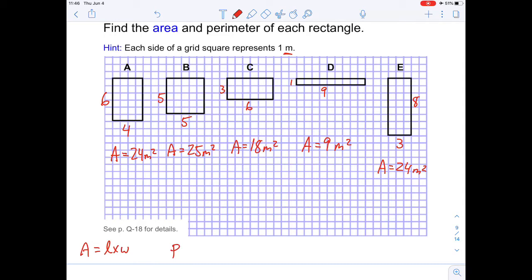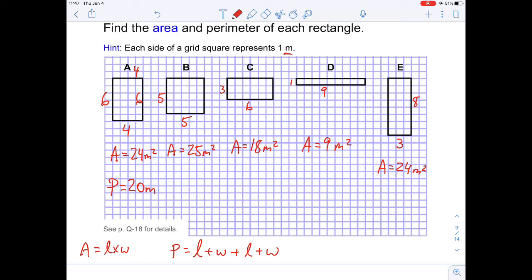Perimeter is when you add up all the sides. So you add up length plus width plus length plus width, because each rectangle has 2 lengths and 2 widths. So the opposite sides are the same. So this side is 6 and this side is 4. So for rectangle A, we simply add 6 plus 4 plus 6 plus 4, which would be 20 meters.